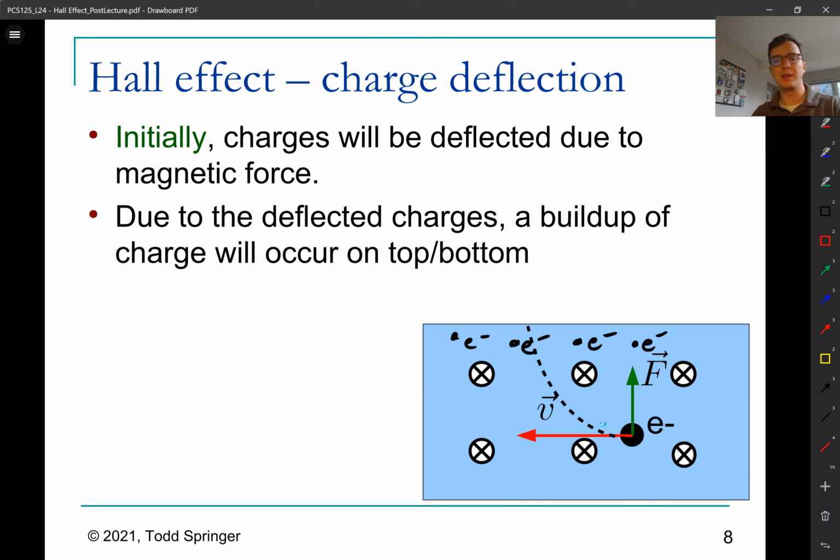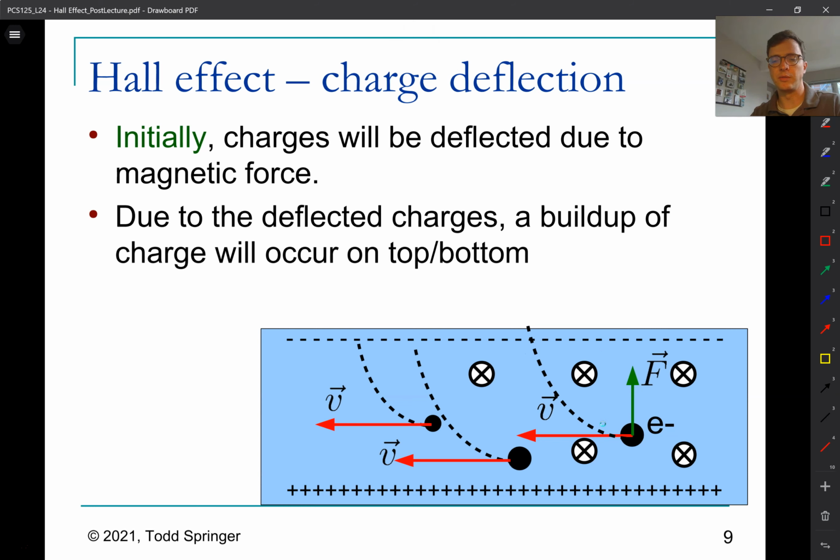So you see there's a competition going on. The magnetic force is pushing the electrons up to the top of the material, but then as more and more electrons build up on the top, they're going to repel other electrons from coming. So there's going to be a balance that's struck, that eventually I'm going to have so many electrons built up at the top that I won't have any more that will get pushed up. They'll be repelled by the existing electrons.